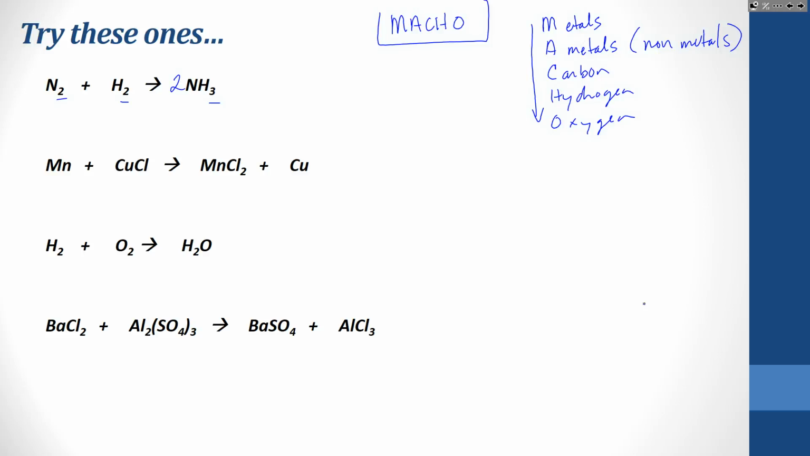Now I'll worry about the hydrogens. 2 times 3, so I have 6 hydrogens on this side. So if I put a 3 there, now I have 6 hydrogens on that side. And now we're balanced.